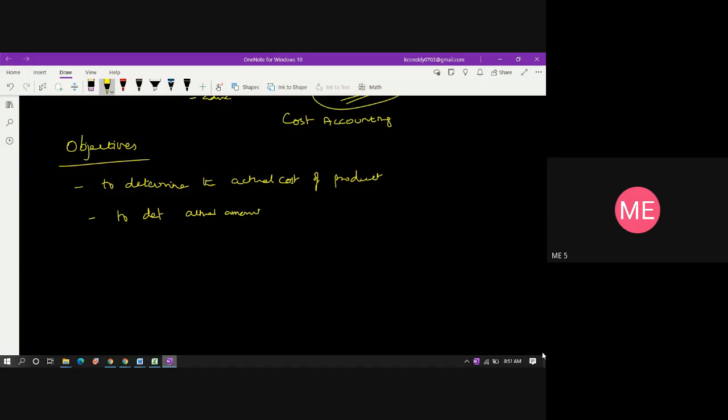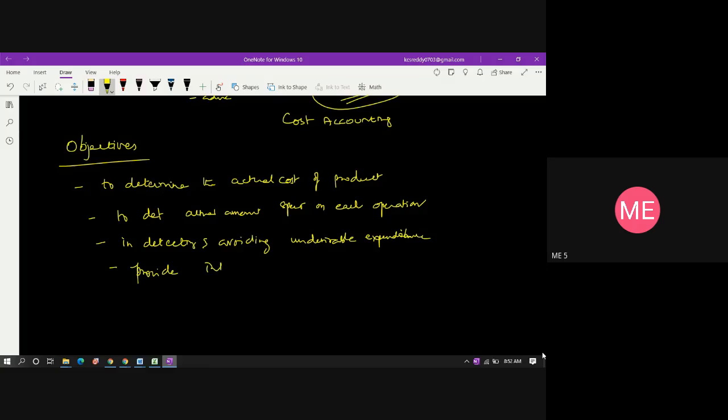Also to determine the actual amount spent on each operation, and also detecting and avoiding undesirable expenditure, which means we can reduce the wastage of materials. In the same way we can reduce the cost of undesirable expenditure.